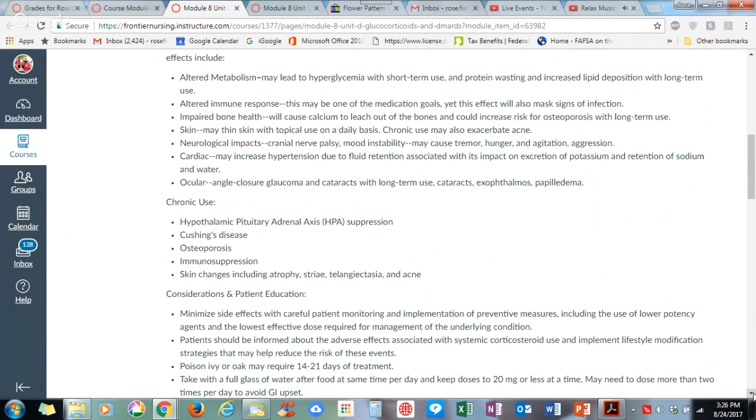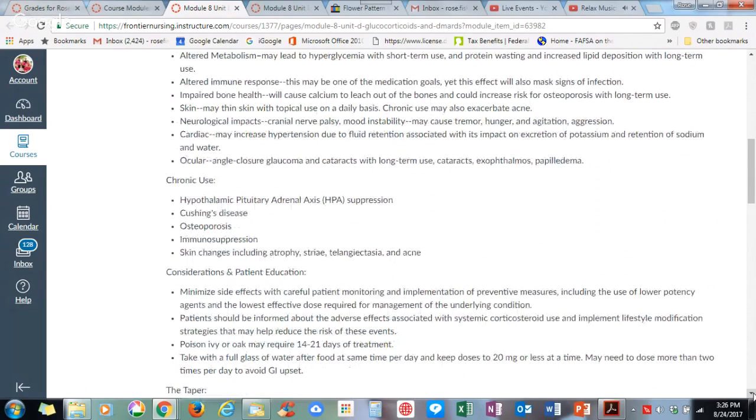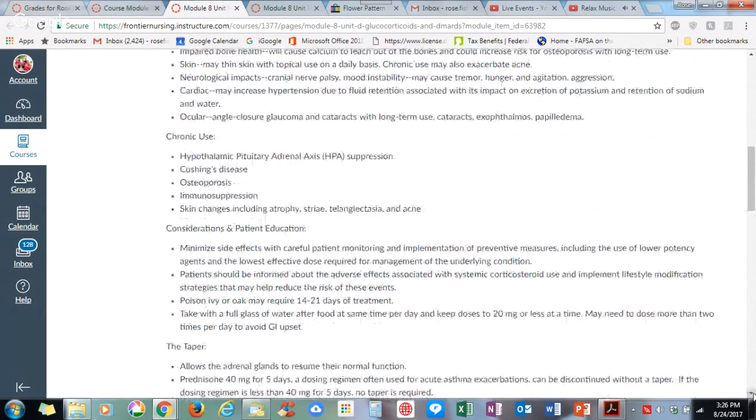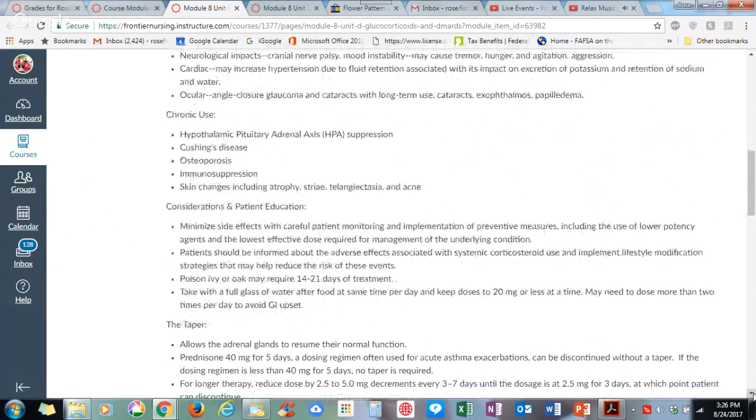Skin: may thin the skin with topical use on a daily basis. Chronic use may exacerbate acne. Neurological impacts: cranial nerve palsy. Mood instability may cause tremor, hunger, agitation, aggression. Cardiac: may increase hypertension due to fluid retention associated with its impact on excretion of potassium and retention of sodium and water. Ocular: angle closure, glaucoma, and cataracts with long-term use, ophthalmosis, and papilledema. Chronic use: hypothalamic-pituitary-adrenal axis suppression.